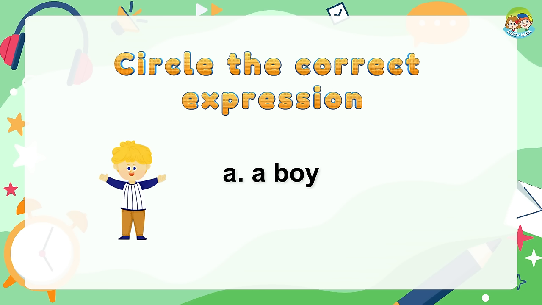A, a boy. B, an boy. Boy begins with a consonant. We use a with consonants, so circle a boy.